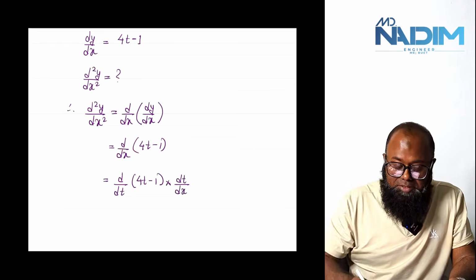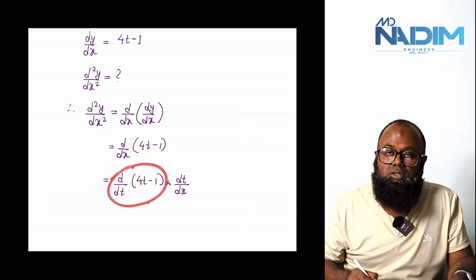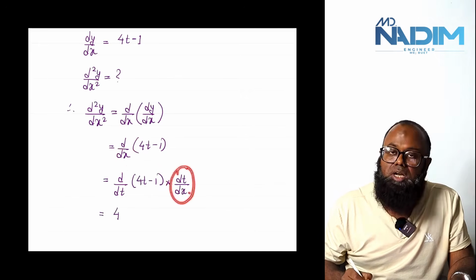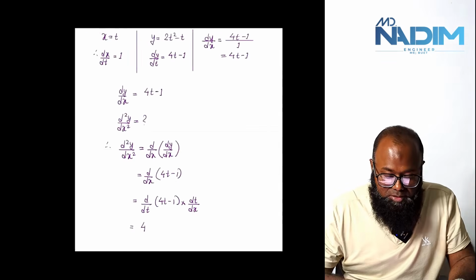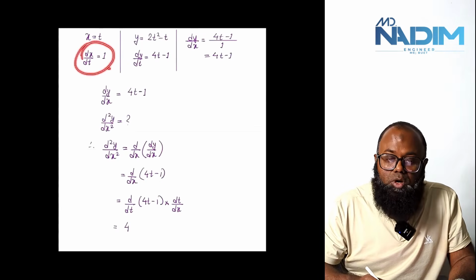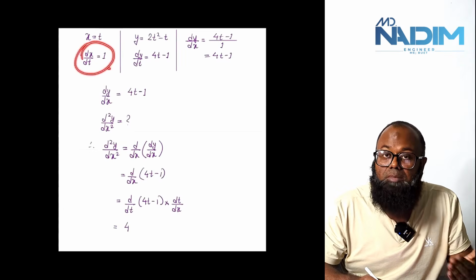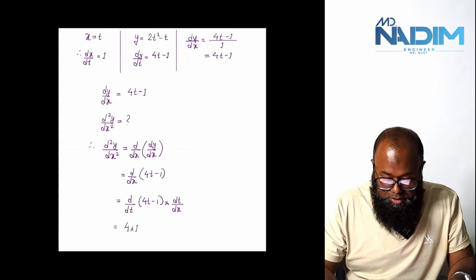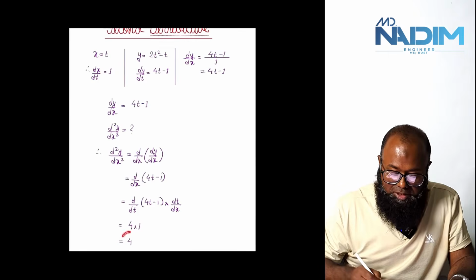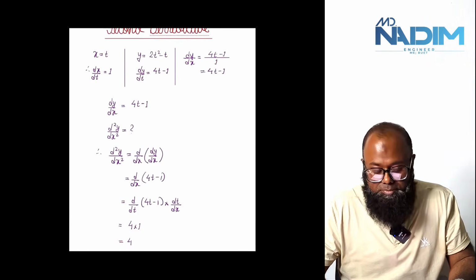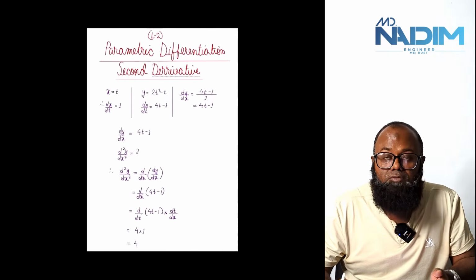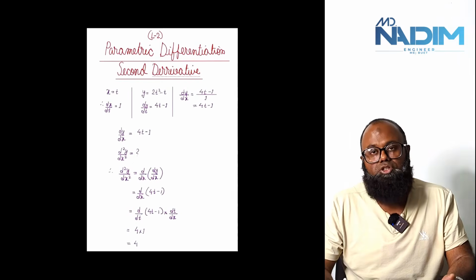Now we can easily differentiate this. We get 4 after doing the differentiation, and then dt by dx. How to get this? Look at this. dx by dt is 1, so what would be dt by dx? dt by dx is 1 over dx by dt, so it would be 1. That means I have got the value of the second derivative as 4. So this is how we can get the second derivative of a parametrically defined equation.